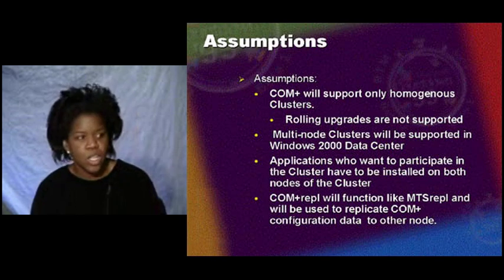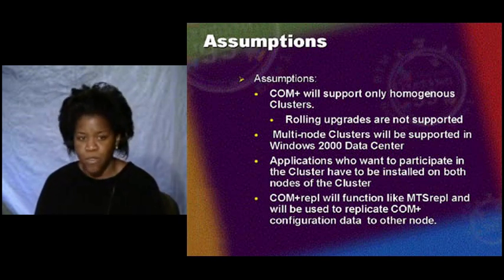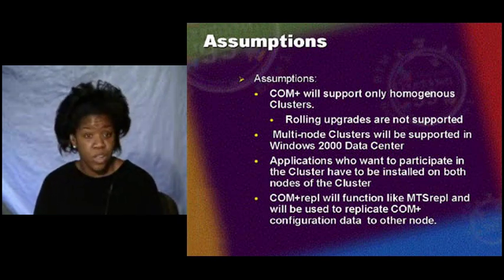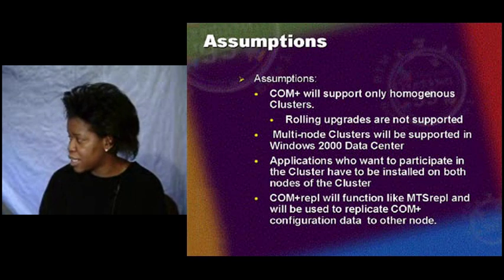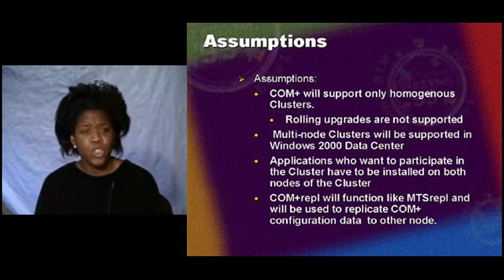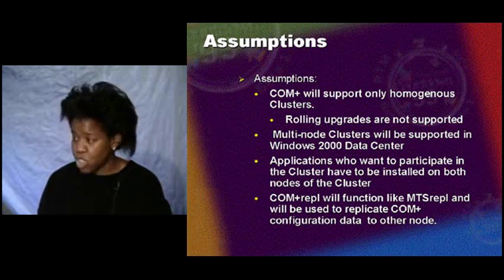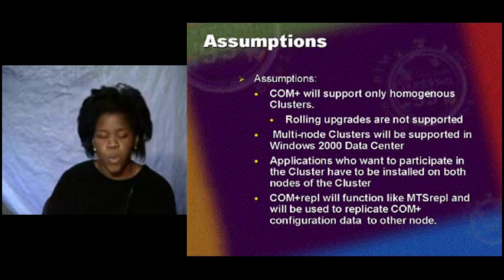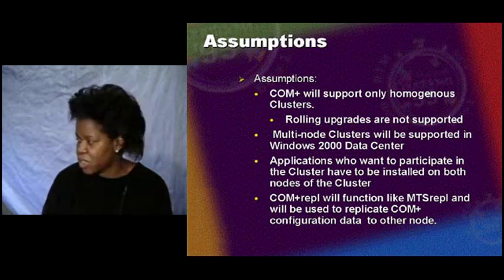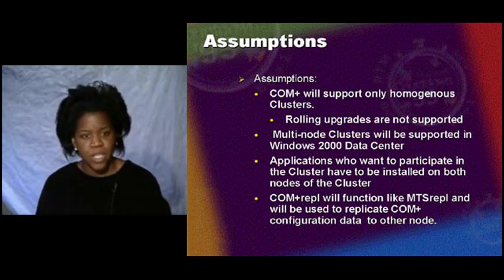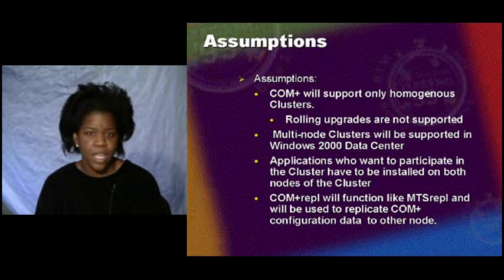The multi-node cluster support for COM+ will be supported in the Windows 2000 Datacenter product. And when you're talking about COM+ applications, in order for them to participate in a cluster, they will have to be installed on both nodes of the cluster, or once we deliver Datacenter, all nodes of the cluster. And COM+ replication is the way that you will replicate the configuration data throughout the cluster, and you use that through the Component Services admin.